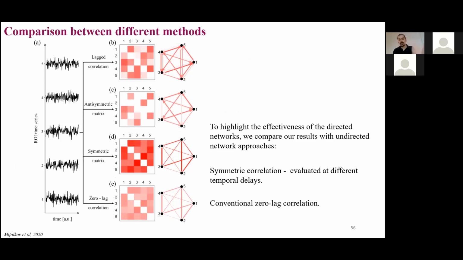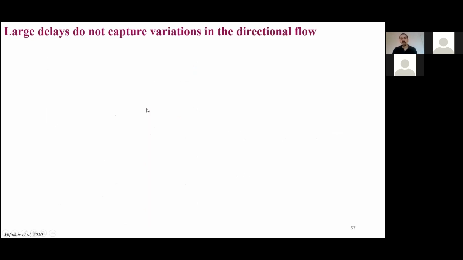And then this is the summary. We have 4 methods. At the bottom you see the conventional method of zero lag correlation between all temporal regions. And here we have the 3 methods that I have been speaking about in the past 5 or 10 minutes. And then this is how we are comparing. And we want to highlight the effectiveness of our method, which is the antisymmetric matrix.